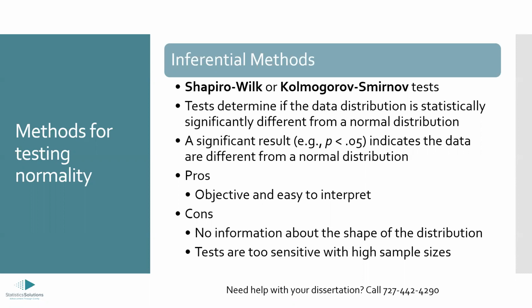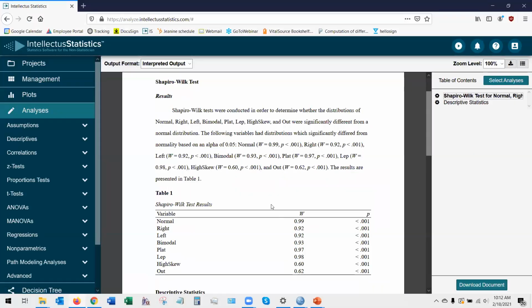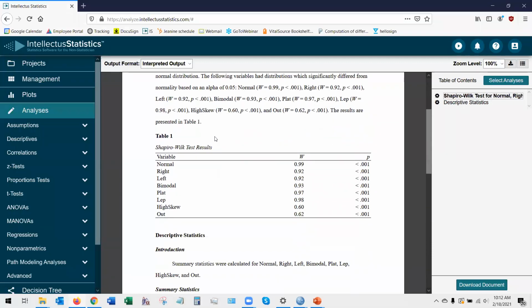And so just to give you an example of what this result might look like. So here, and I did this in our intellective statistics software, I ran a Shapiro-Wilk test on a number of variables here, but the problem is that my data set has 1,000 participants in it. So this is based on a sample size of 1,000 participants. And so we see that all of these variables end up with a p-value less than 0.001. So all of these tests are turning out to be significant.